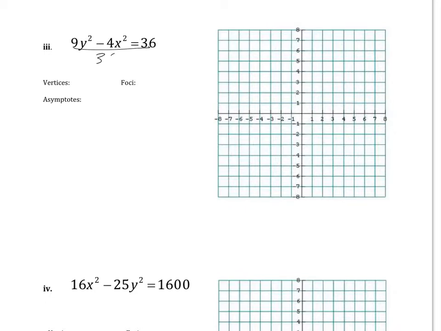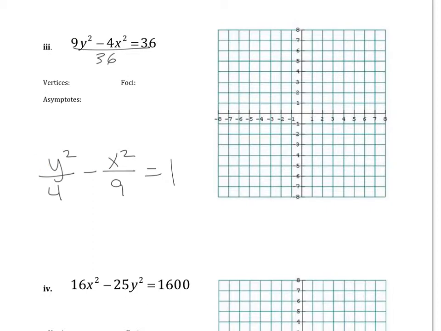We're going to divide everything by 36 and rewrite this so that we end up with y squared over 4 minus x squared over 9 equals 1. Okay, and just a little hint, you're really just simplifying a fraction here, right? So 9/36 simplifies to 1/4. 4/36 simplifies to 1/9.